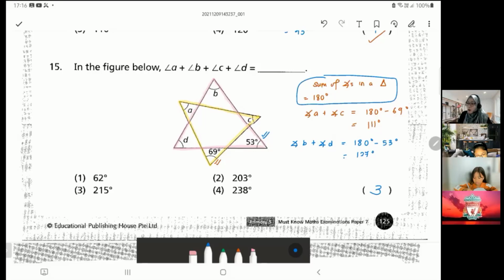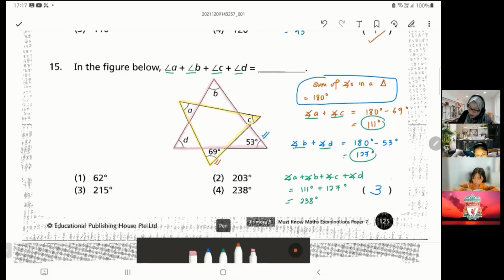Okay, so what's next? I have to put them together. I want A plus B plus C plus D. Can you see? Which means just take this one and this one, I put them together. So angle A plus angle B plus angle C plus angle D is 111 degrees plus 127 degrees equals to, the answer is 238 degrees. So this is not correct. The answer is number 4.